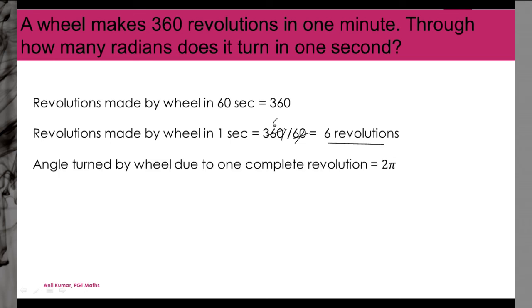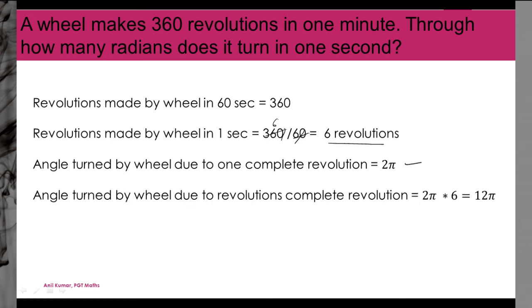So angle turned by wheel due to 1 complete revolution will be 2 pi. And if we take 6, then it will become 2 pi into 6, that is 12 pi. And we have to find it in radian, that's our answer. So total angle made by wheel in 6 complete rotations will be 12 pi.